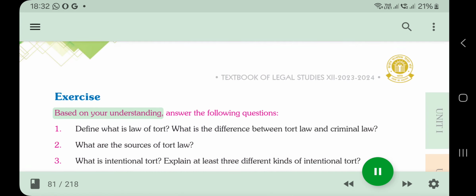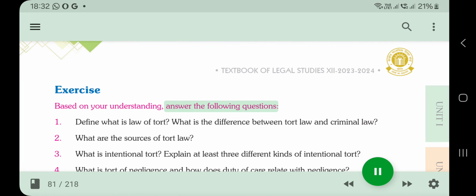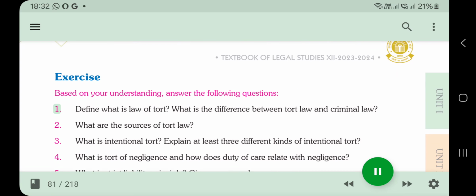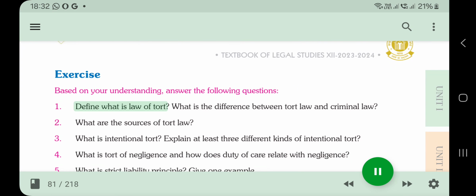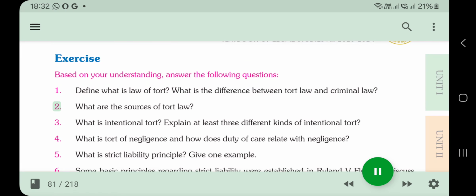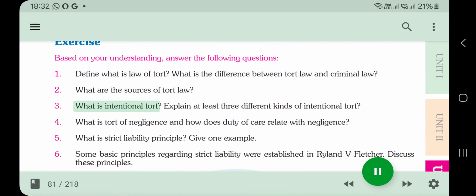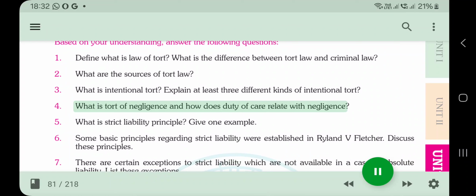Exercise. Based on your understanding, answer the following questions. 1. Define what is law of tort. What is the difference between tort law and criminal law? 2. What are the sources of tort law? 3. What is intentional tort? Explain at least 3 different kinds of intentional tort. 4. What is tort of negligence and how does duty of care relate with negligence?